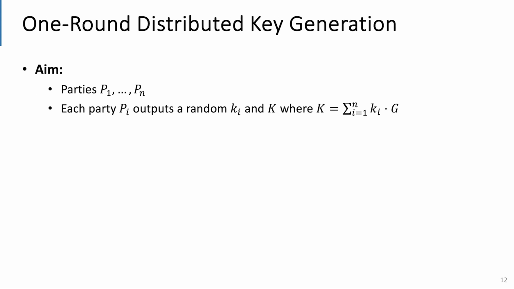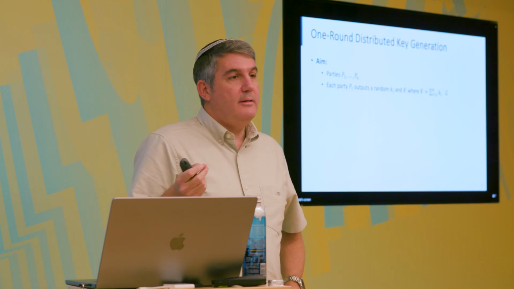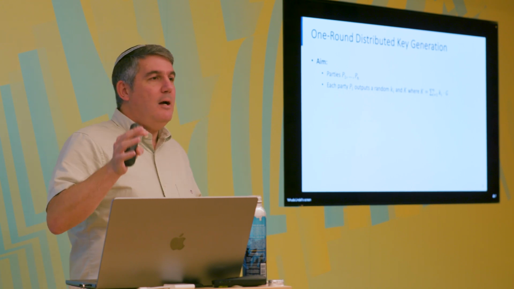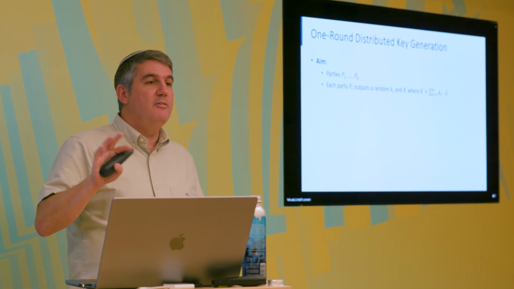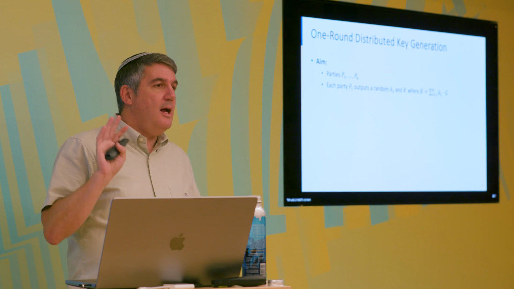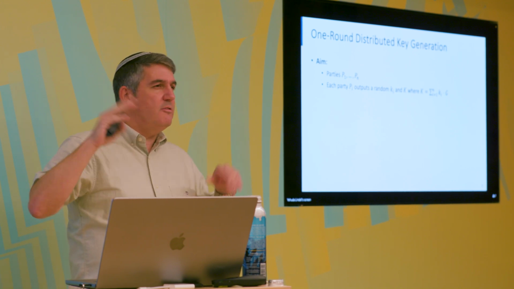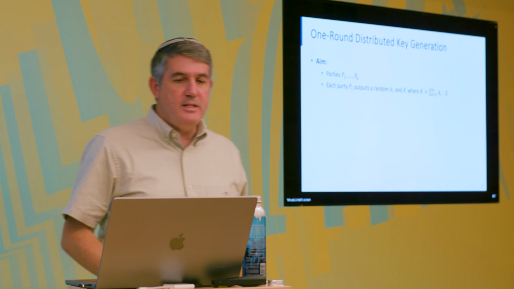So we have a set of parties, and they want to generate a key. I want to do it in one round. So one round sounds very challenging, and I'll go through and see what the problems are, because if you get this, then all the other applications are sort of obvious. Okay, so what's the aim? The aim is for each party to get a random k_i, which is their random secret key, a secret share of the secret key, and capital K, which is the public key, which is the sum of all the little k_i times G. That's my aim in distributed key generation. There are different variants for different protocols, but let's just take this basic variant.